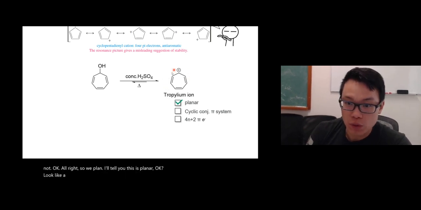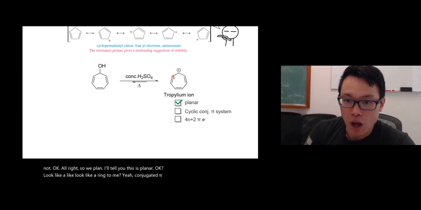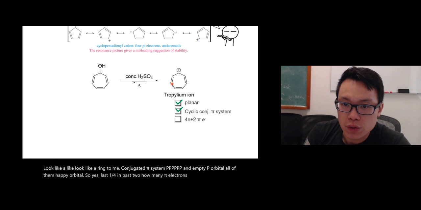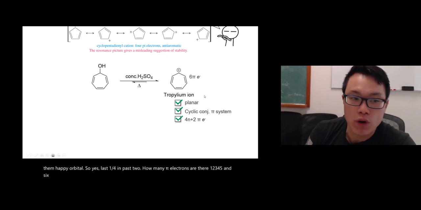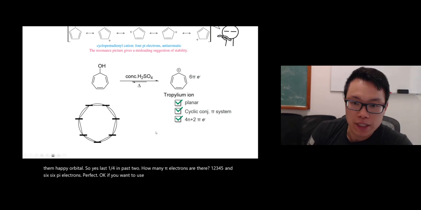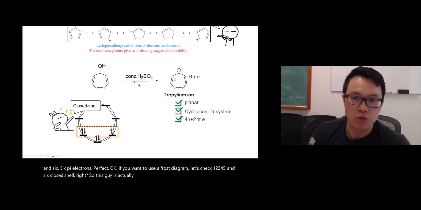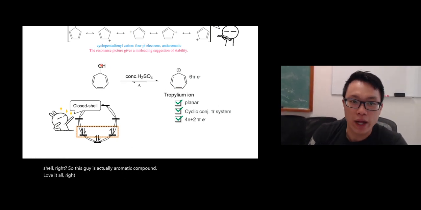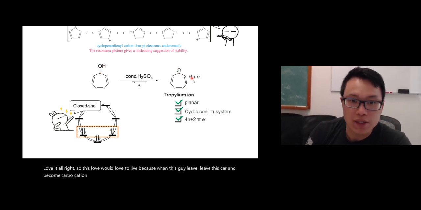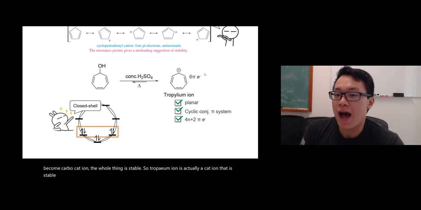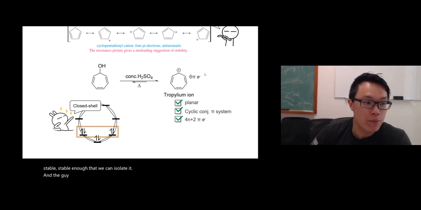Cyclic, it looks like a ring to me. Conjugated pi system: p, p, p, p, p, p, and an empty p orbital. All of them have p orbitals, so yes. Last one, 4n+2. How many pi electrons are there? 1, 2, 3, 4, 5, and 6. 6 pi electrons, perfect. If you want to use a Frost diagram, let's check. 1, 2, 3, 4, 5, and 6, closed shell. So this is actually an aromatic compound. Love it. So this OH would love to leave, because when it leaves, this carbon becomes a carbocation and the whole thing is stable. So the tropylium ion is a cation that is stable enough that we can isolate it, because it's an aromatic compound.